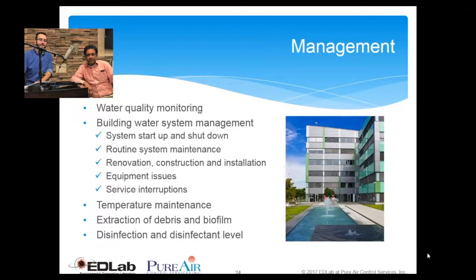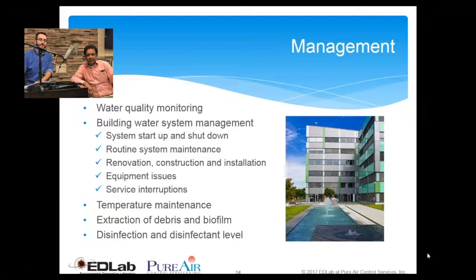And the management, after all, is very important. How to manage the environment so that one should not, first of all, come to a situation where they require preventive action and corrective action. So basically, there needs to be water quality monitoring throughout the building and different water systems, if it is a complex building water system. That is the first thing. The water system management includes, but is not limited to, the system startup and shutdown.